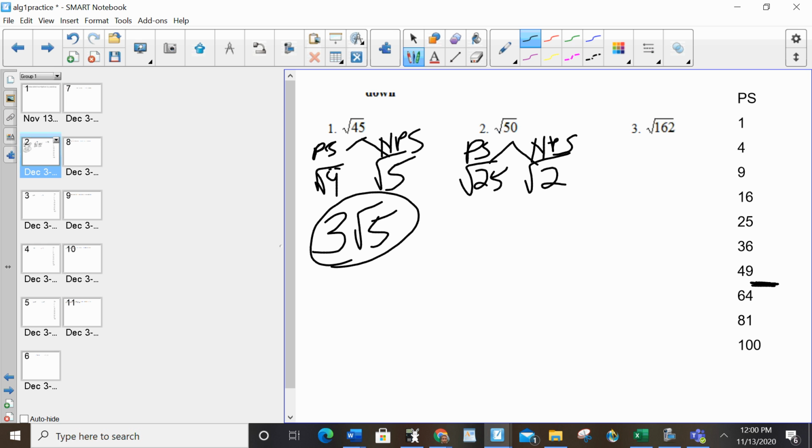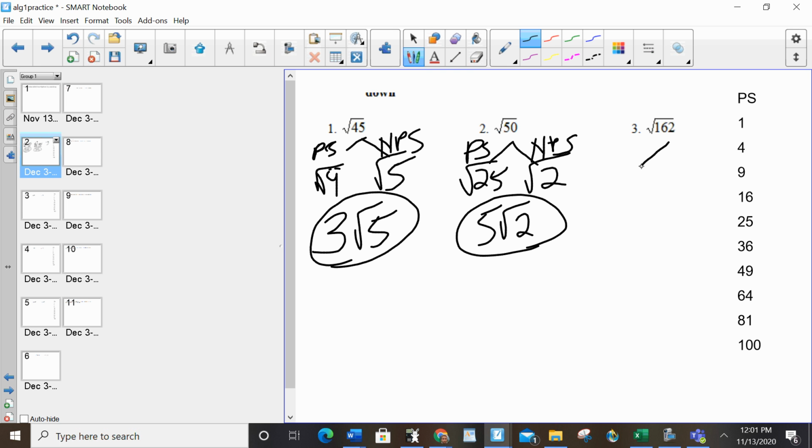And again, you don't need a calculator. 50 would fall here. Can I divide 50 by 49? No. Can I divide 50 by 36? No. Can I divide 50 by 25? Yes. So that's step 1. Step 2 is to take the square root of the perfect square. The square root of 25 is 5. My non-perfect square comes down. That's my answer.